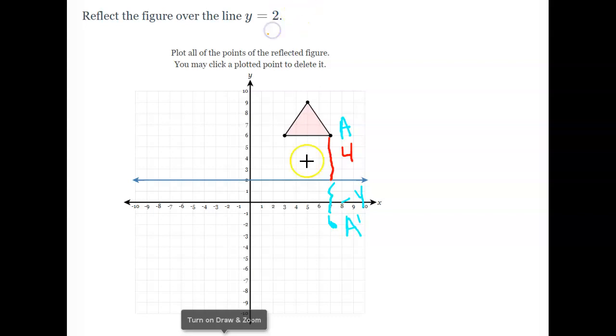Stick with one color, I think. This point is also going to be 4 units up from the y equals 2 line. So then our reflection is going to be 4 units down.